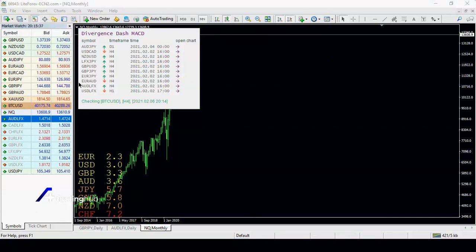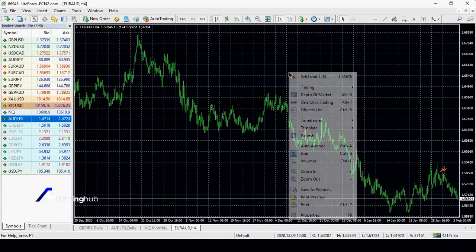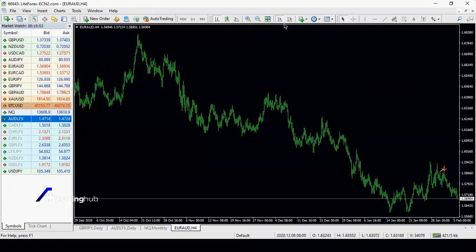Do we have any divergence here? Yes, we have. This divergence was 5 seconds ago, so I don't think it's still valid. Let me open that chart. I'm just doing a detailed analysis here for you. I'll check this out and turn this to candlestick.